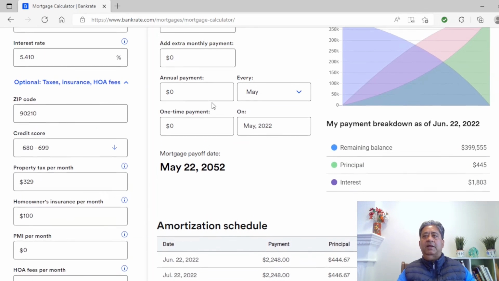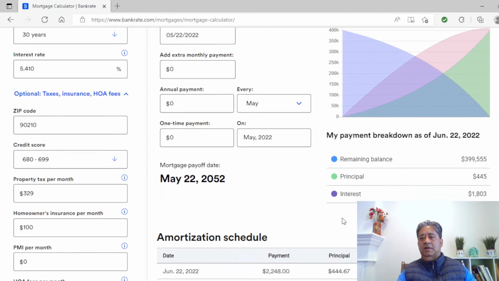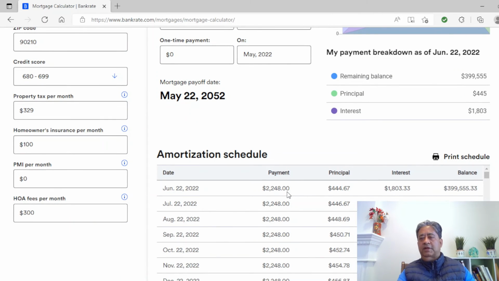So in here, this graph tells you what your remaining balance is. When you're starting the mortgage, you have, say, almost a $400,000 mortgage, and you have not paid any principal. Out of $2,248, the principal is what goes toward the principal the first month. Interest is going to be almost $1,800. And the remaining balance is going to go down from the overall balance.